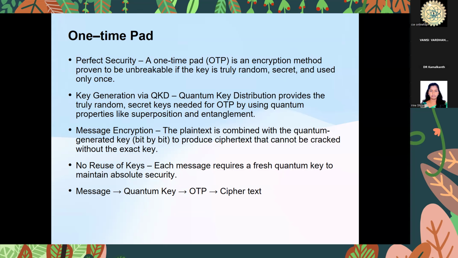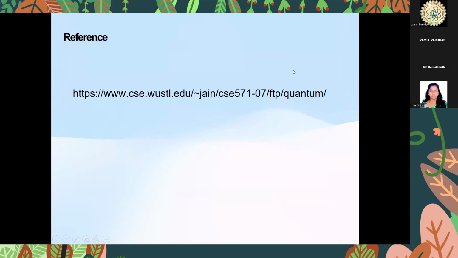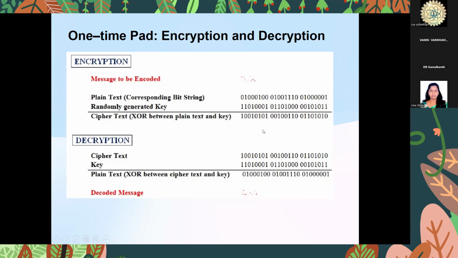For encryption, we use different algorithms with the one-time pad, which we will discuss. Suppose this is the plaintext bit sequence, 0, 1, 0, 0, 0, 0, 1, 0, 0, 0, 0, and this is the randomly generated key. We generate this key using the quantum key distribution algorithms. Then we perform the XOR operation.